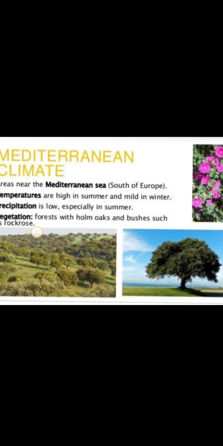So what kind of temperatures are there? You can look over here. It is high in summer and mild in winter. It is not a freezing type of winter; it is mild, with no kind of freeze. These climates are found at 30 to 45 degrees. Precipitation is low, especially in summer.